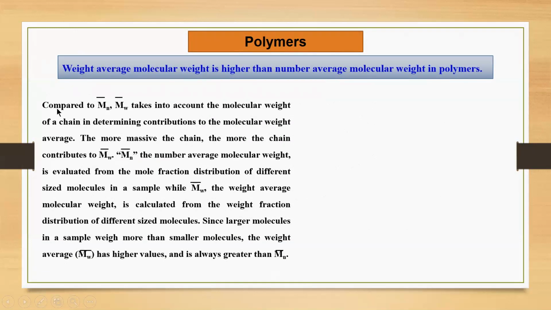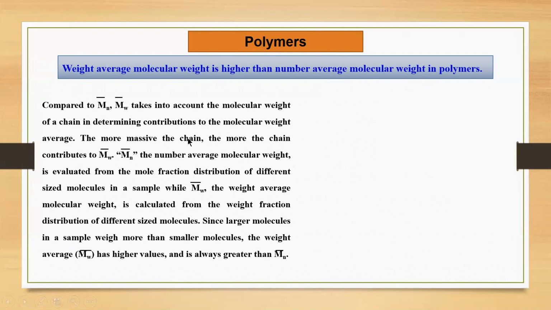As I have already discussed with you the difference between number average molecular weight and weight average molecular weight: compared to Mn bar, Mw bar takes into account the molecular weight of a chain in determining contributions to the molecular weight average, rather than considering the number of molecules. Obviously, if the chain is more massive, the contribution towards Mw bar will be more. Mn bar, the average molecular weight, is evaluated from the mole fraction distribution of different sized molecules, that is, how many molecules of a particular size are present and how many molecules of a different size are present. That is, we are concerned with the number of molecules.